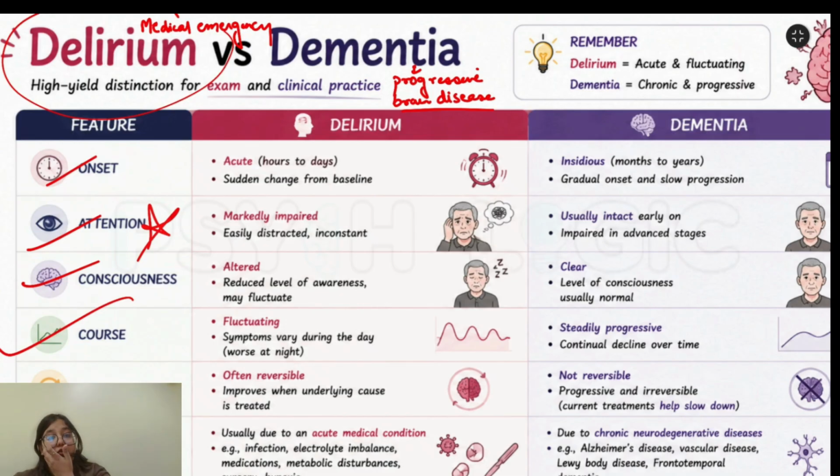Then we have course. In delirium, the course fluctuates. Symptoms may improve in some part of the day and worsen in another part of the day. Have you heard of the term sundowning?